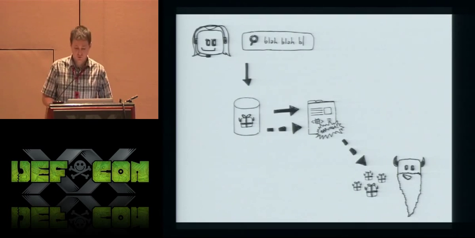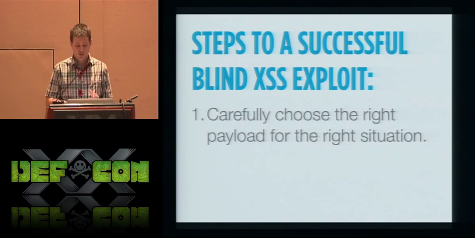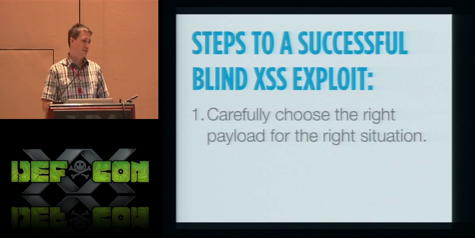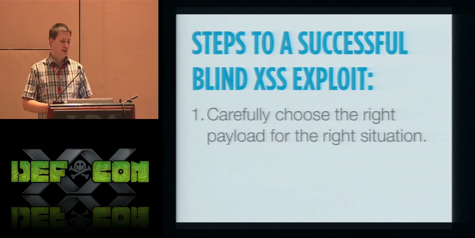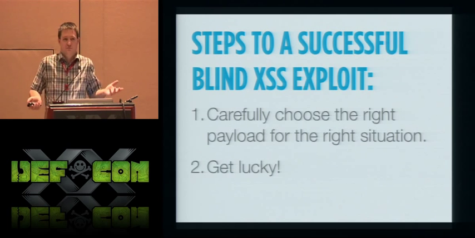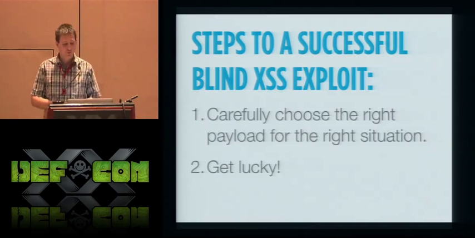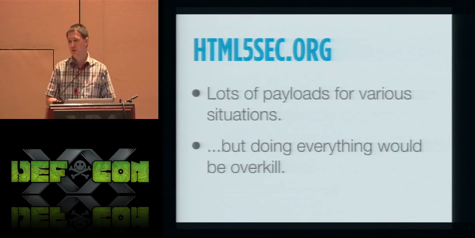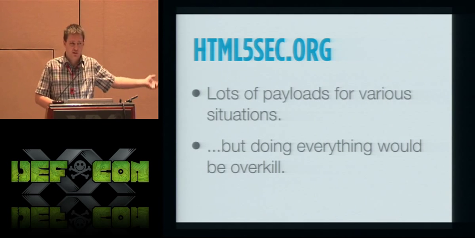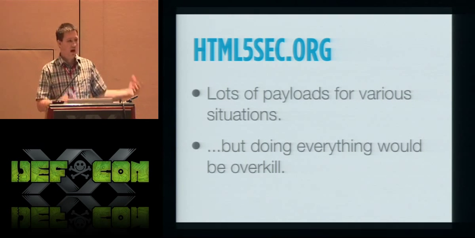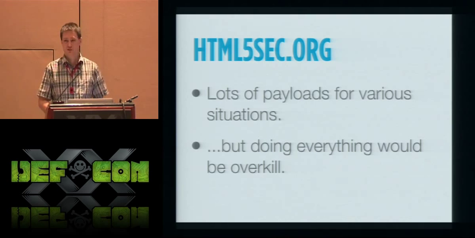Happy me. So, steps to a successful XSS exploit with blind cross-site scripting: you have to carefully choose the right payload for the right situation, and you have to really, really get lucky. It's basically magic. You throw crap against the wall until it might stick. And the reason I say you have to pick the right payload is because if you go to, say, HTML5Sec, Mario and those guys have just piles of payloads that you can use in different variants. There's literally hundreds and thousands of different variants you can use.